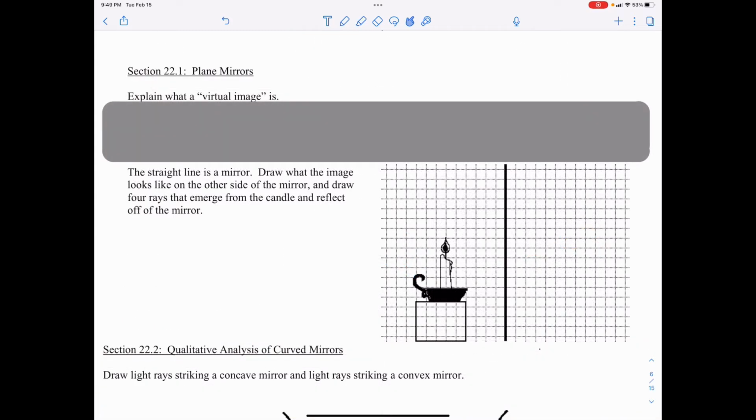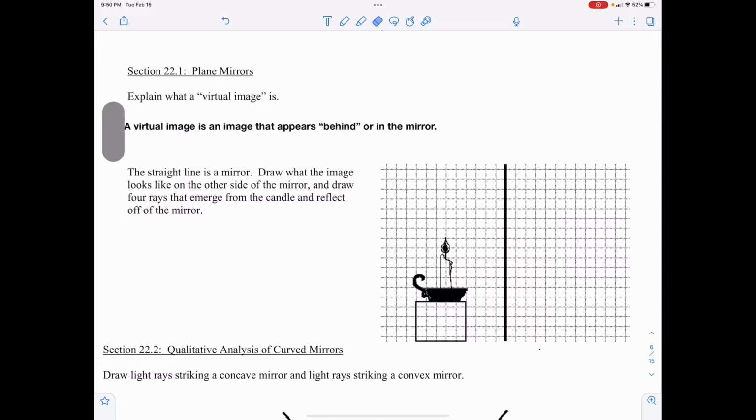Section 22.1, plane mirrors. Well, a plane represents a flat surface, so we're talking about a flat mirror. Explain what a virtual image is. A virtual image is an image that appears behind or inside the mirror.